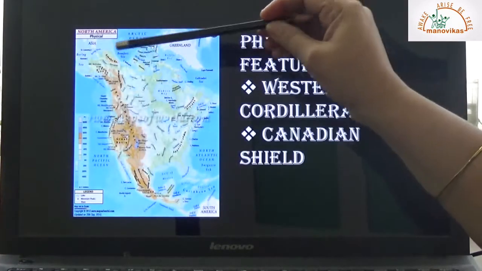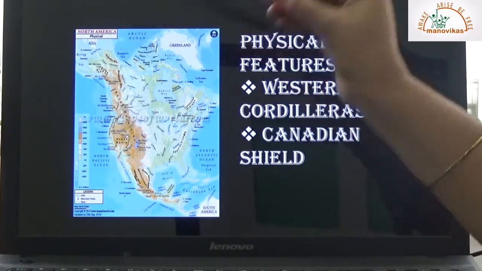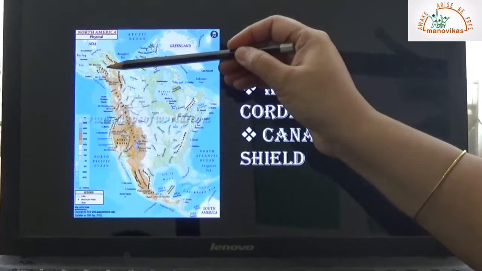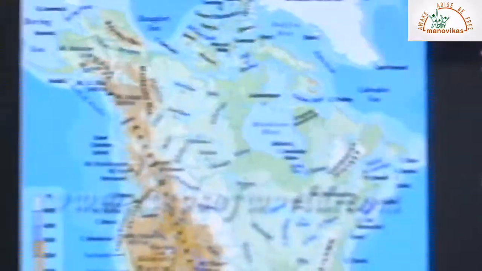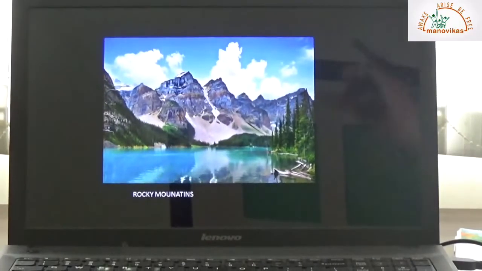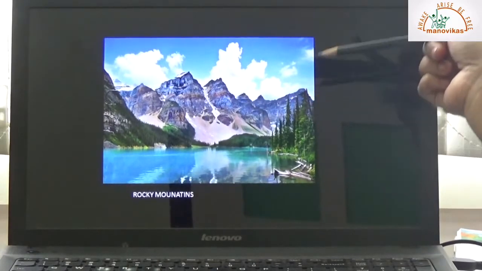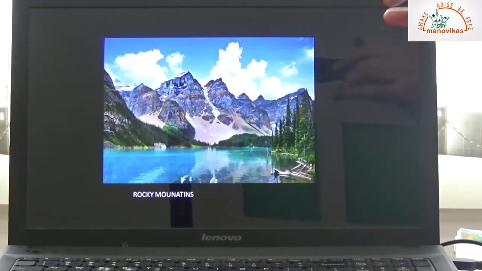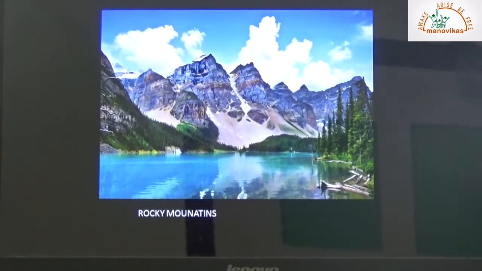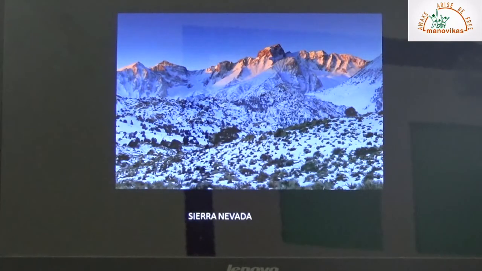So this is a part of Alaskan Range, and the Alaskan Range is here, and the location of Mount McKinley is here. Okay, so this is an image showing Rocky Mountains. A part of Rocky Mountain Range is shown with the help of this image. Okay, this is your Sierra Nevada.